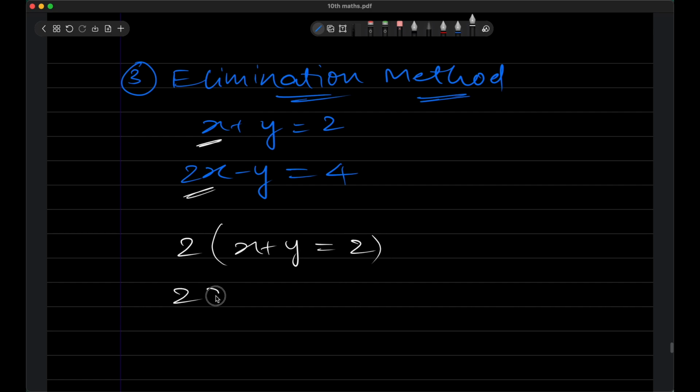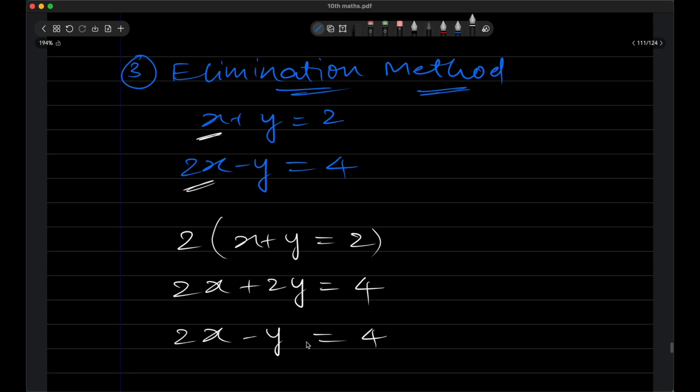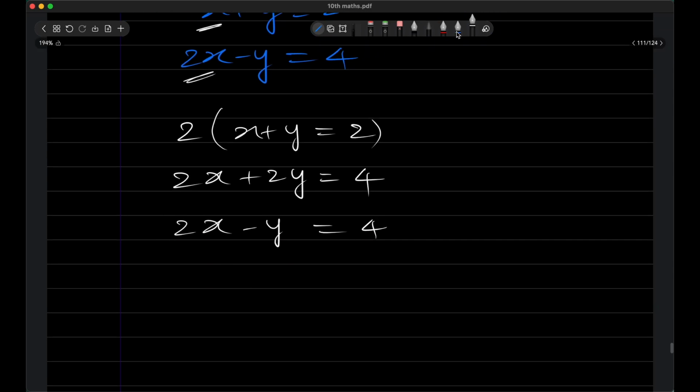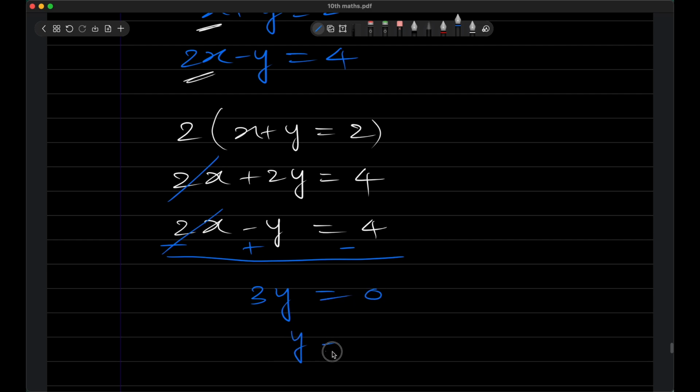You will get 2x plus 2y equals 4. The second equation is 2x minus y equals 4. Now subtract the second equation from the first equation. You will get 2x cancelled. 2y plus y is 3y, plus 4 minus 4 equals 0. We have y equals 0. We got the value of y.